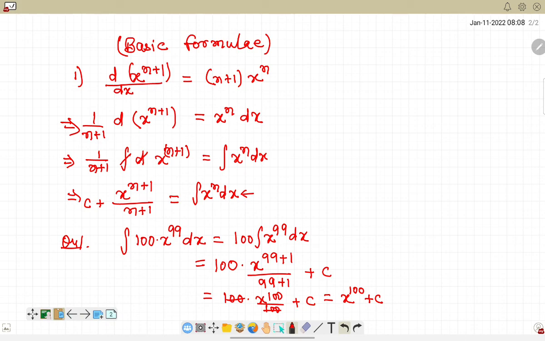Now, one by one, we will derive the formulas with the help of differentiation only, and step by step, if you want, you can note it down. So the first formula is integration of x raised to the power n dx is equal to x raised to the power n plus 1 divided by n plus 1 plus c. So you can note it down. Move to the second formula.